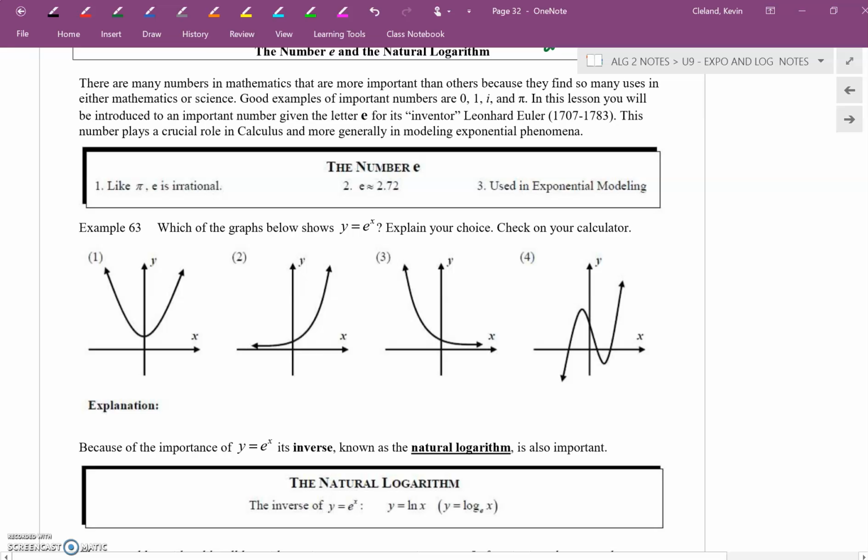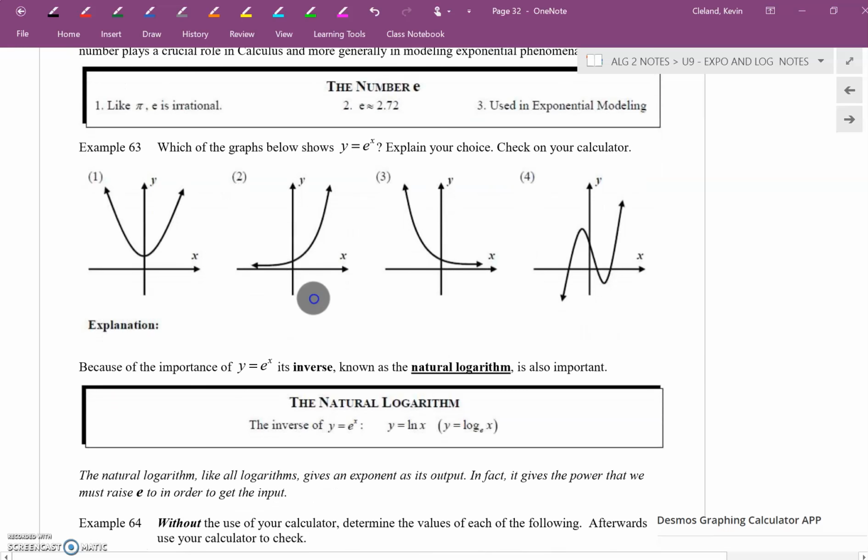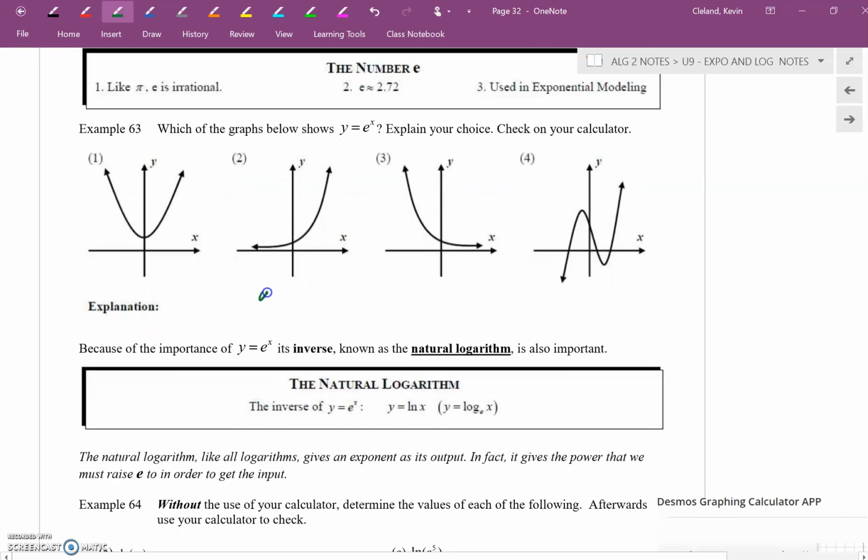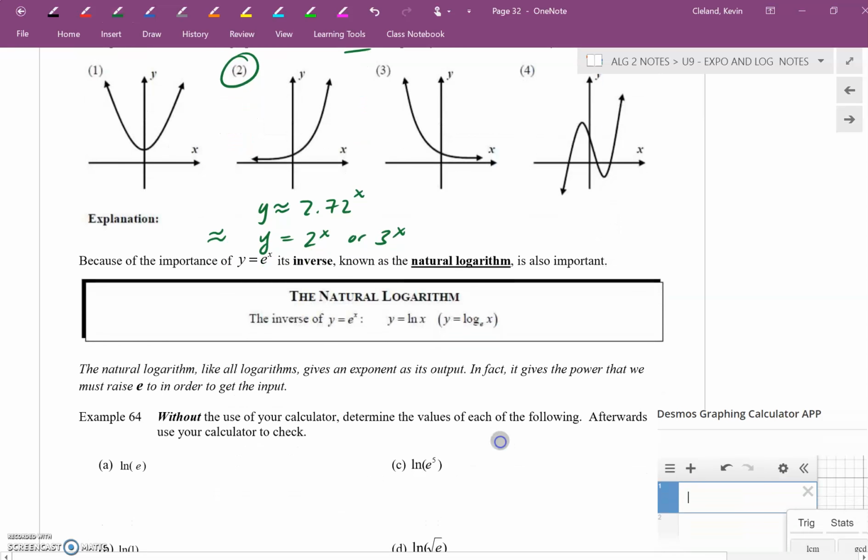So the question here, 63, when you consider the fact that e is about 2.72, then e to the x would be 2.72-ish to the x, which has got to be pretty similar to 2 to the x or 3 to the x, which we've already seen. Exponential growth looks like that. So this is our guy.